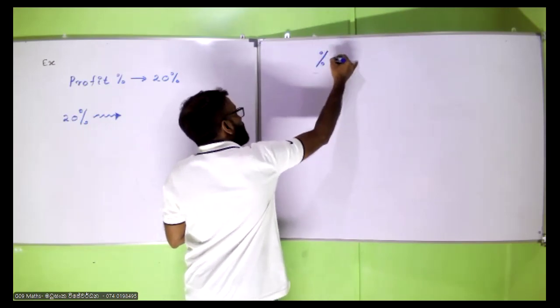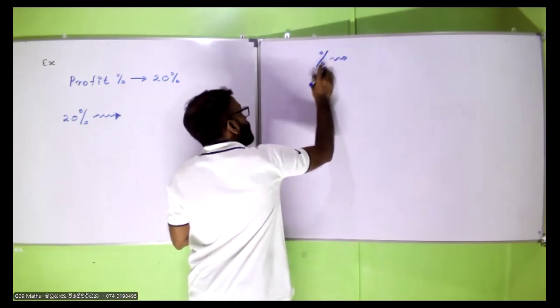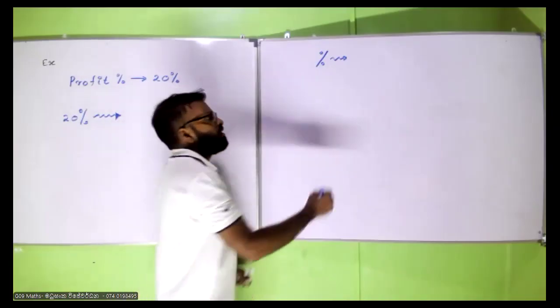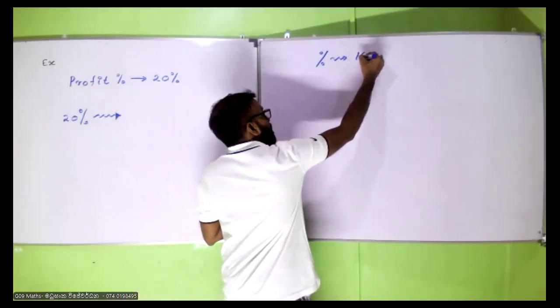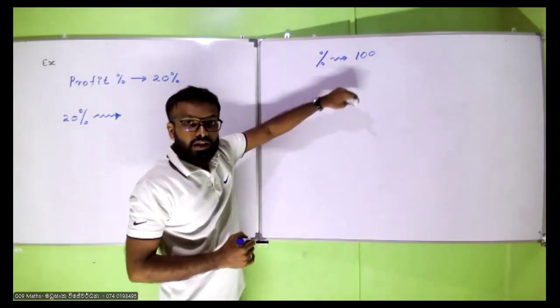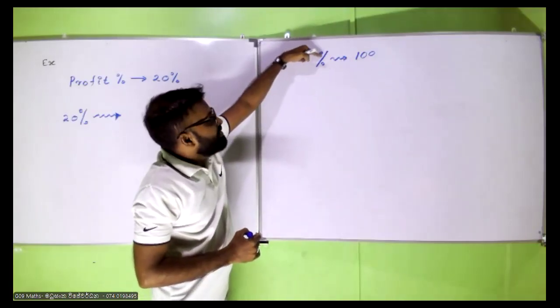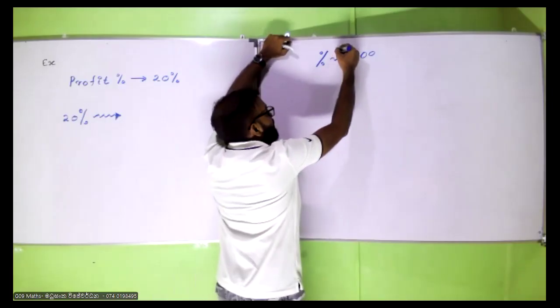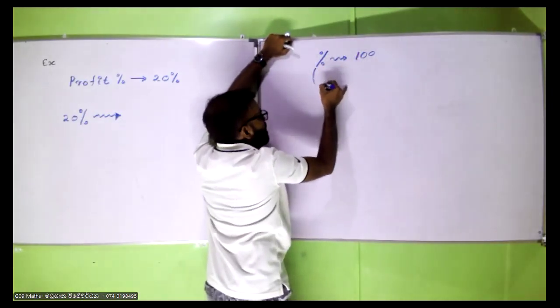This percent means what? It is 100. And this percent means 100. Clear? Understood? So how does this 100 become? This dash is your 1. Maybe 1. This dash becomes the 1.